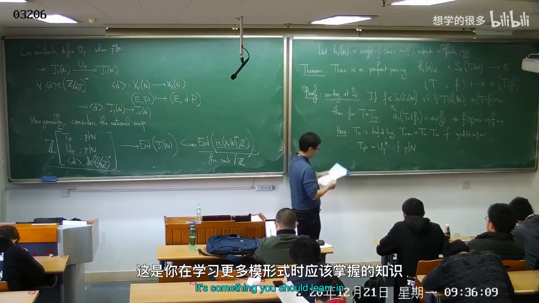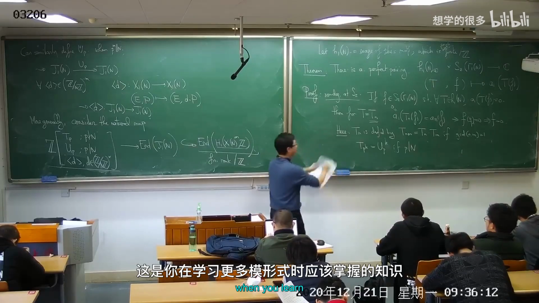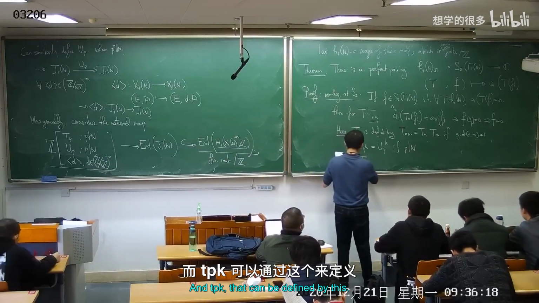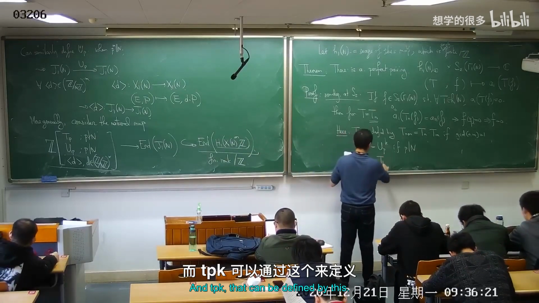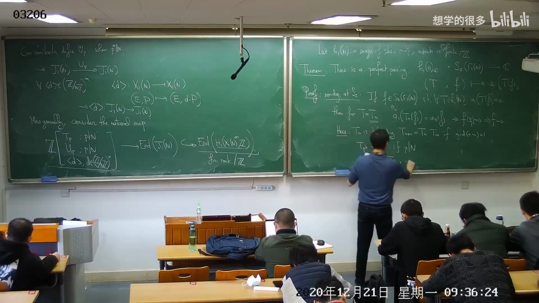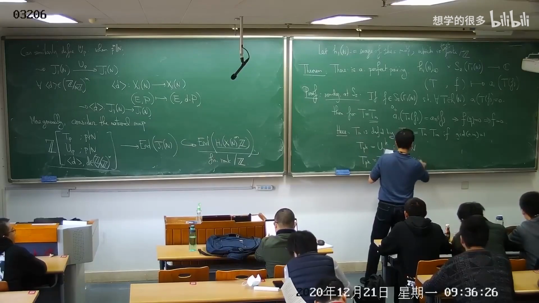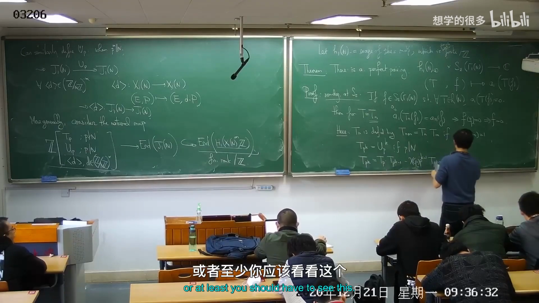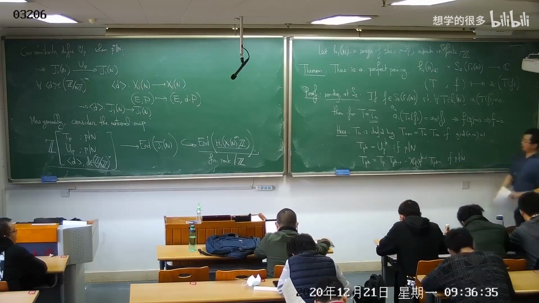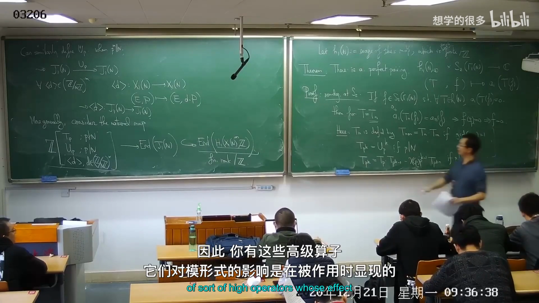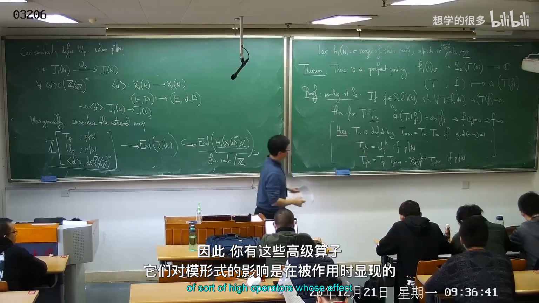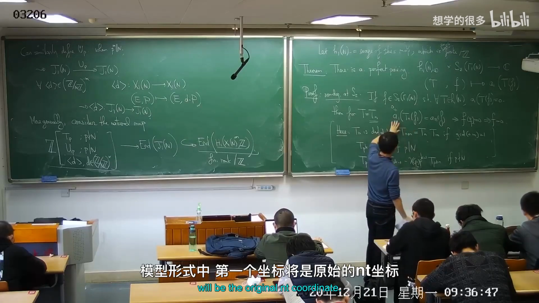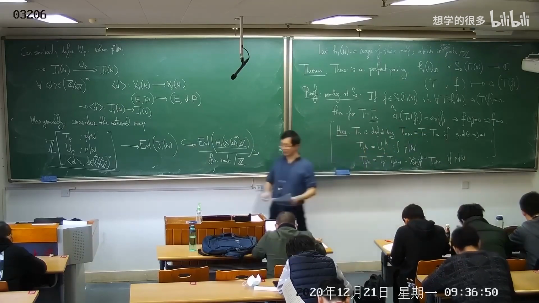This is all standard, right? Which is something you should learn when you learn modular forms, or at least you should have seen it. And T_{p^k} can be inductively defined by this. So you have these Hecke operators whose effect on a modular form is that when you hit the modular form, the first coefficient will be the original nth coefficient. Sorry, nth coefficient. It chooses the nth coefficient.